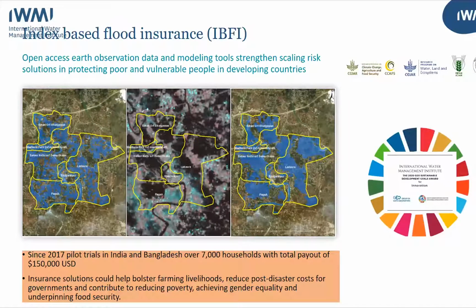And this is again a welcoming recognition by the Group on Earth Observations, winning this 2020 GEO SDG award for this flood proofing solution we developed.